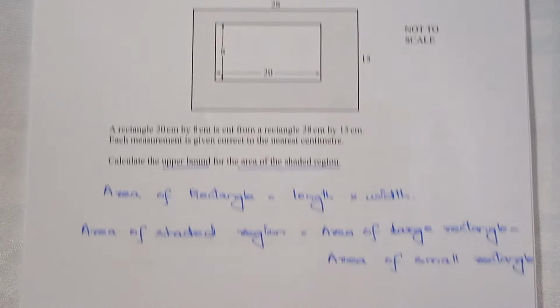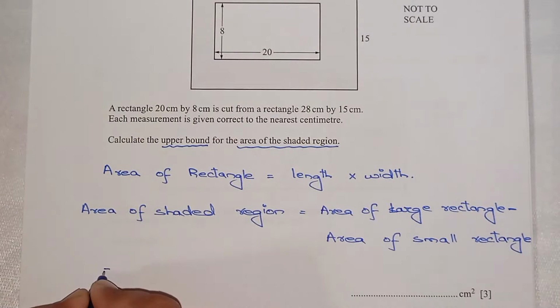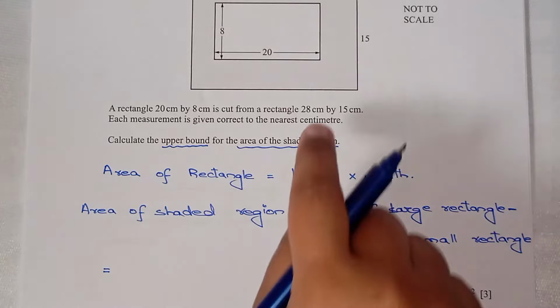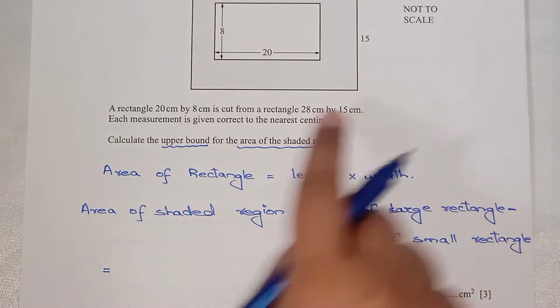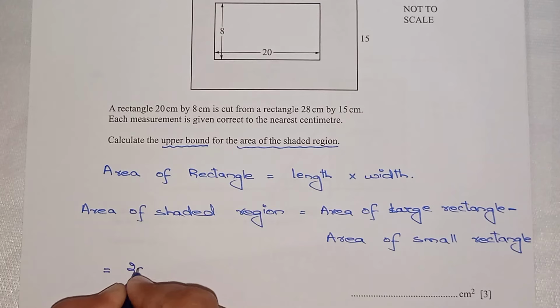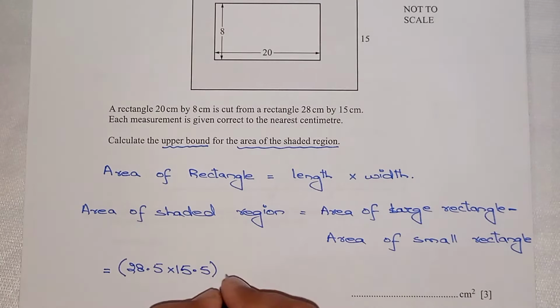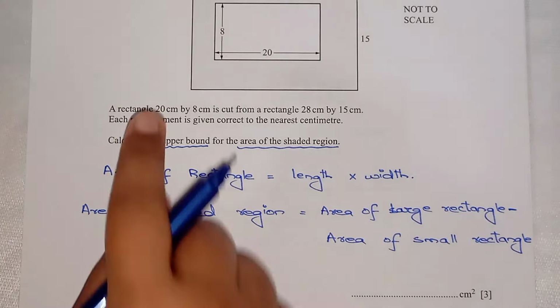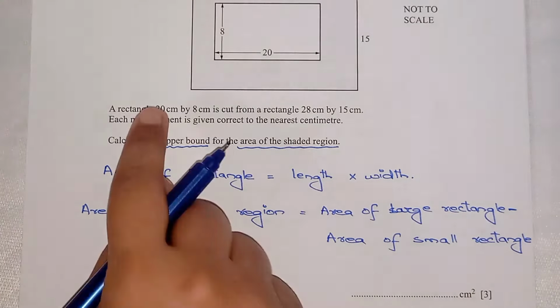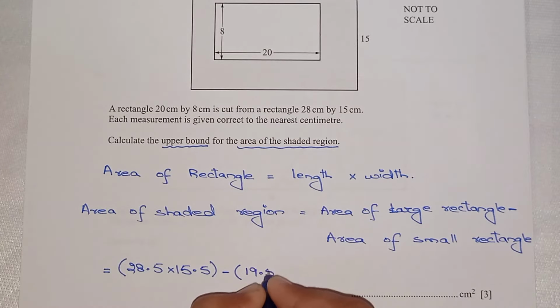the bigger rectangle, right? Okay, so now the area of the shaded region would be area of the larger rectangle, and the dimension of the larger rectangle is 28 centimeter by 15 centimeter. So for upper bound, it would be 28.5 centimeter times 15.5 centimeter. This is the area of the larger rectangle. Subtract area of the smaller rectangle, and the dimensions are 20 by 8. So we need to work the lower bounds. Lower bound of 20 would be 19.5 and the lower bound of 8 would be 7.5. We will get the area of the shaded region.